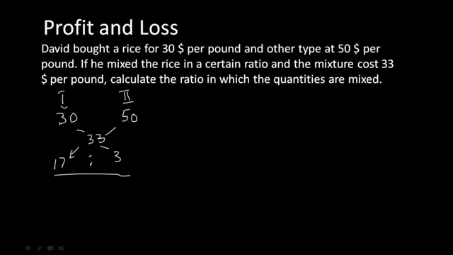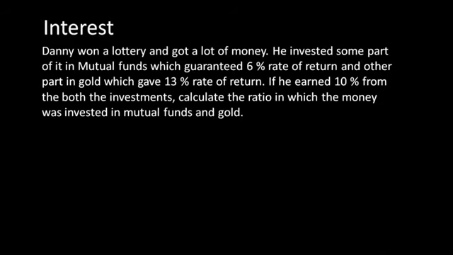Alright, let's move forward. Let's see what else it applies to. It applies to interest as well. Let me read the question for you. Danny won a lottery and got a lot of money. He invested some part of it in mutual funds which guaranteed a 6% rate of interest, and another part in gold which gave 13% rate of interest. If he earned 10% from both the investments, calculate the ratio in which money was invested in mutual funds and gold. Alright, so this is mutual funds and this is gold.